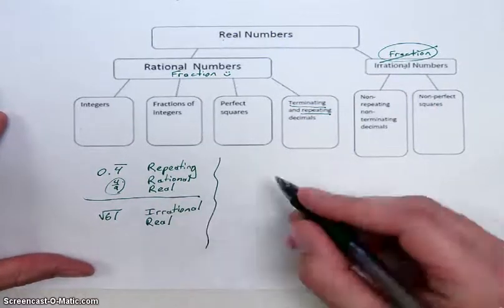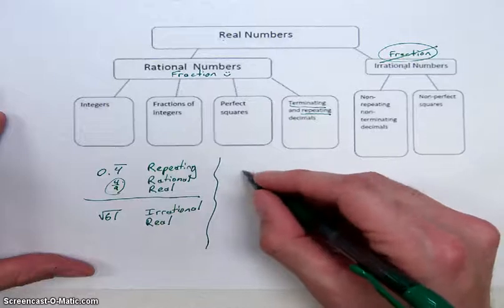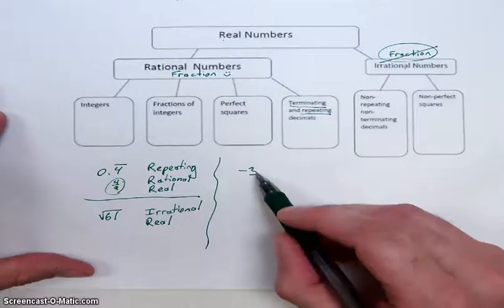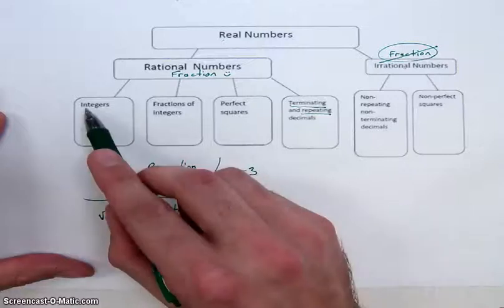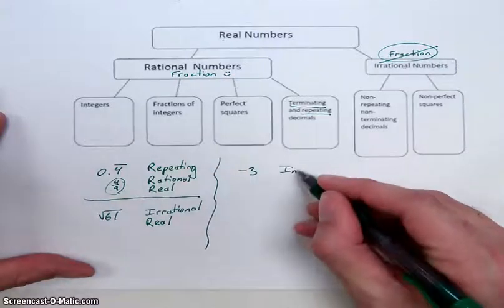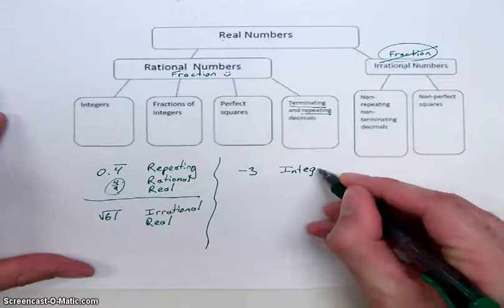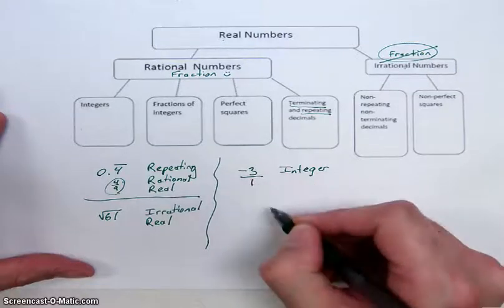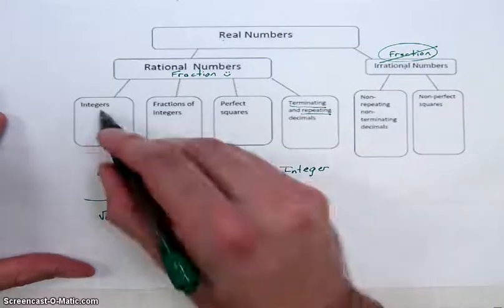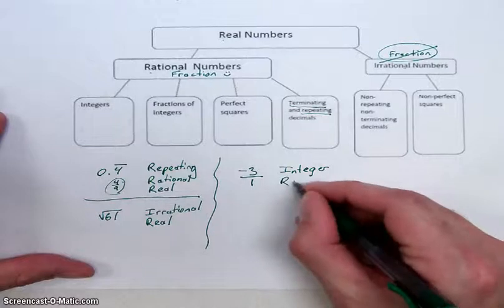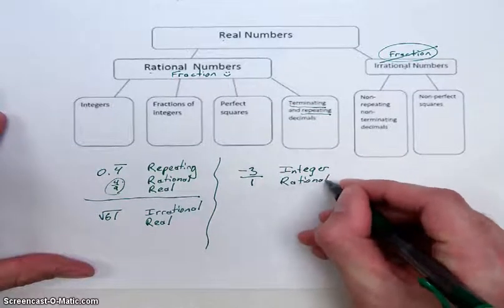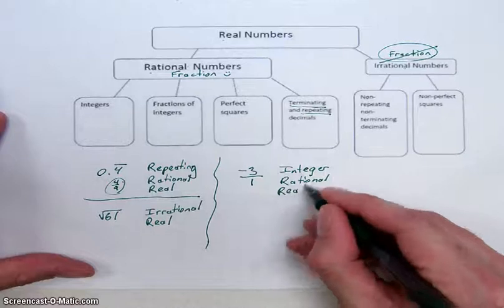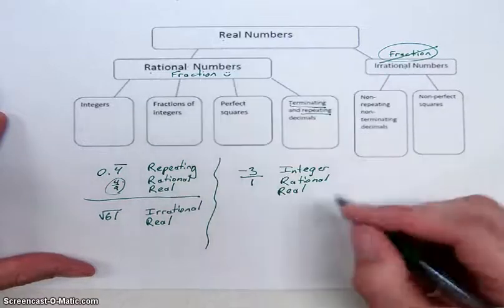Let's do another example. Let's just take the number -3. -3 is an integer because it's the opposite of +3. So I can label it as integer. I can make this into a fraction, -3/1, so it is rational. And all rational numbers are real. See how I just move up my tree diagram here.